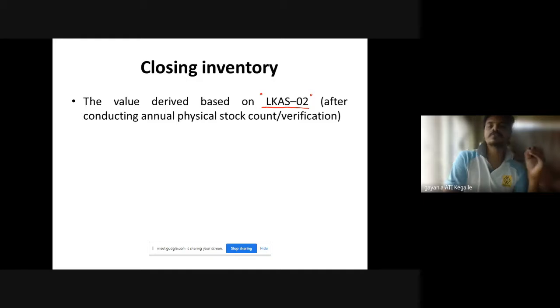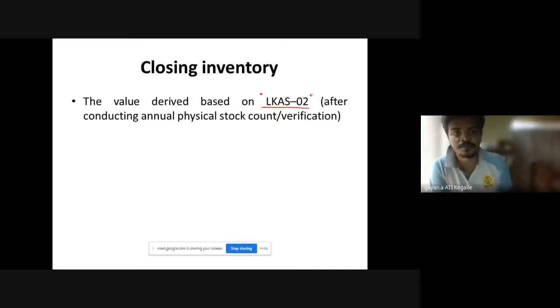We need to record that. How to record? The normal journal entry is stock account debit, trade account credit.